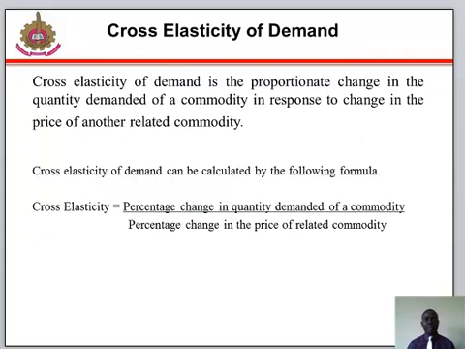Cross elasticity of demand. Cross elasticity of demand is the proportional change in the quantity demanded of a commodity in response to a change in the price of another related commodity. Cross elasticity of demand can be calculated by the formula you are seeing on this slide. Cross elasticity of demand is equal to percentage change in quantity demanded of a commodity over percentage change in the price of a related commodity.